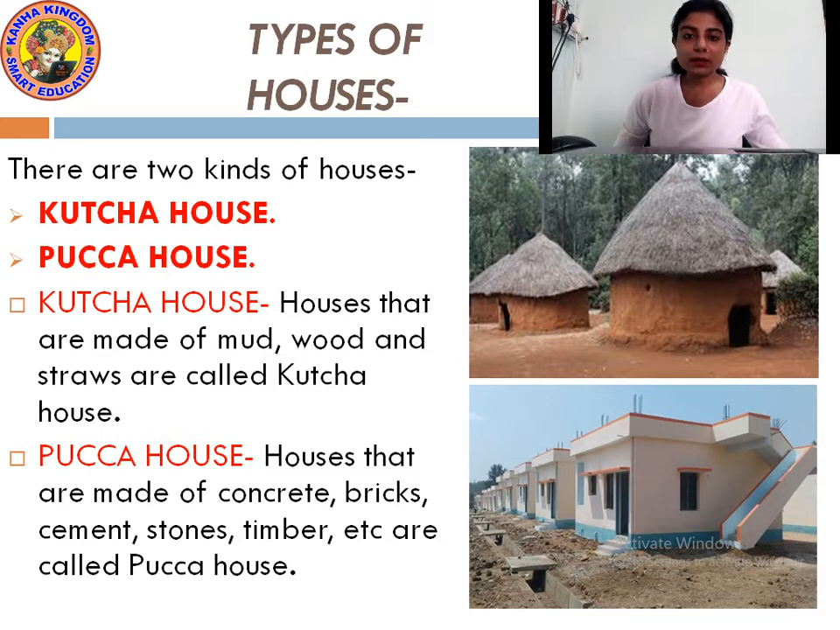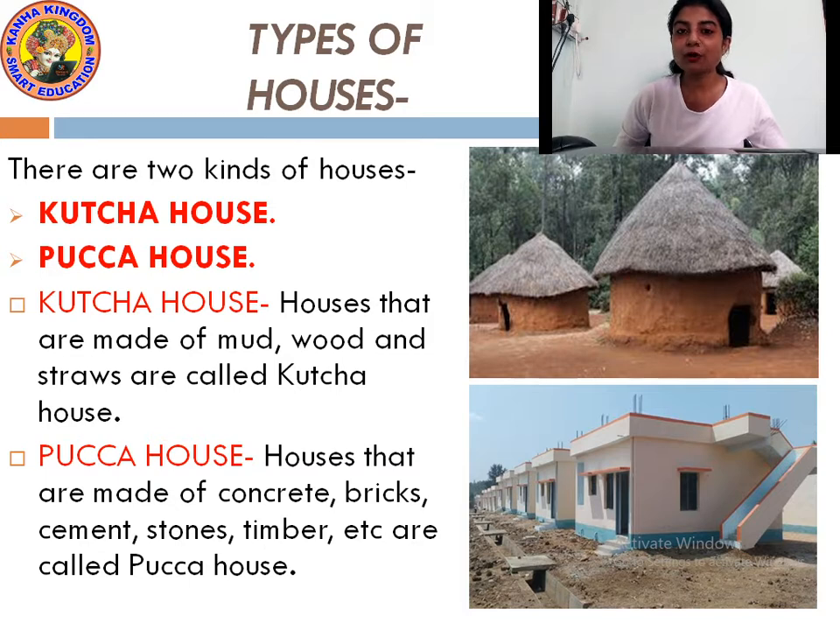Now, what is a PUCCA house? Houses that are made up of concrete, bricks, cement, stones, timber, etc. are called PUCCA house. The picture below, can you see what it is made up of? It is made up of brick, cement, concrete, stones, timber. These are PUCCA houses.